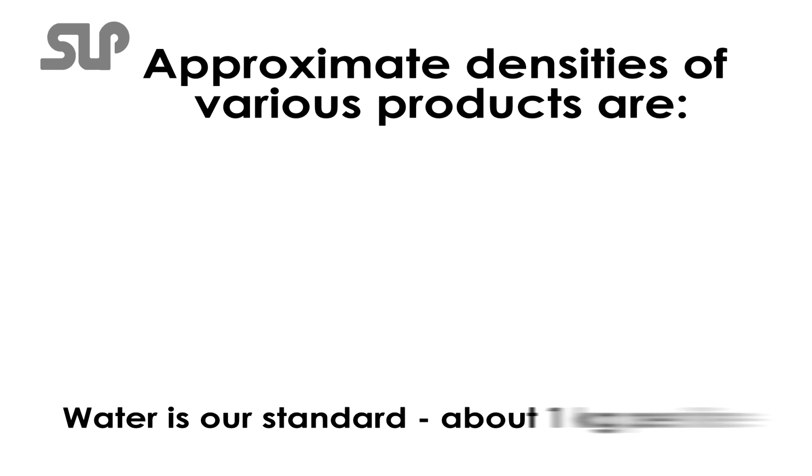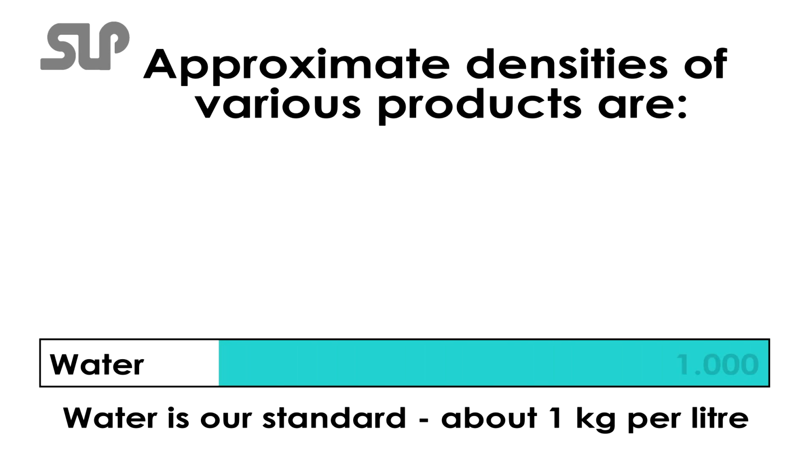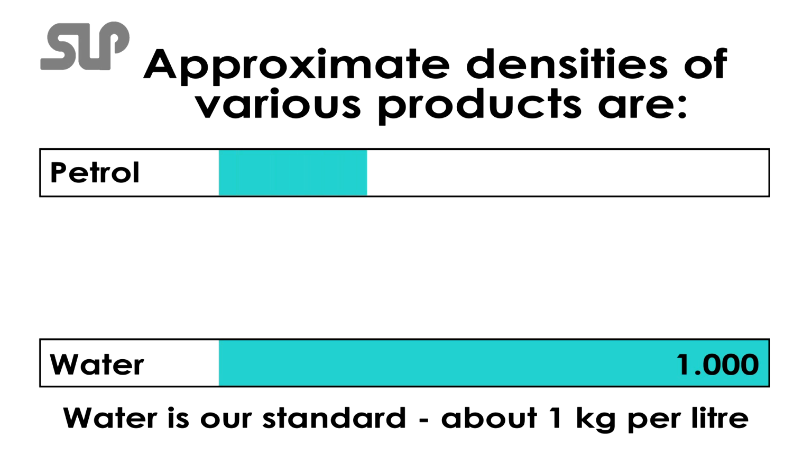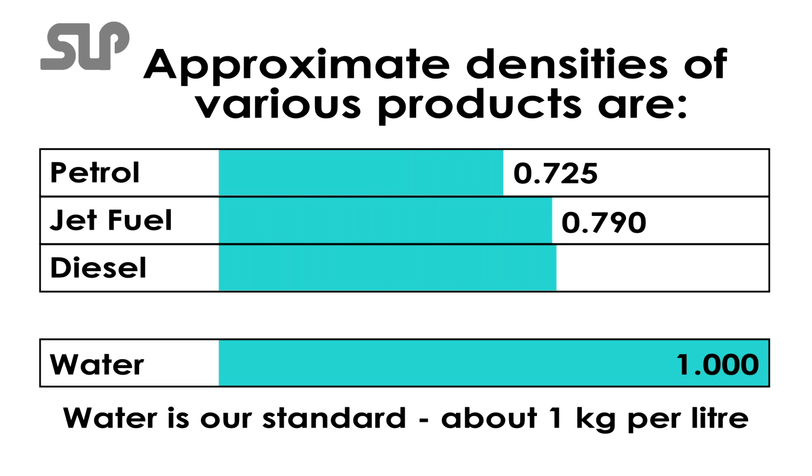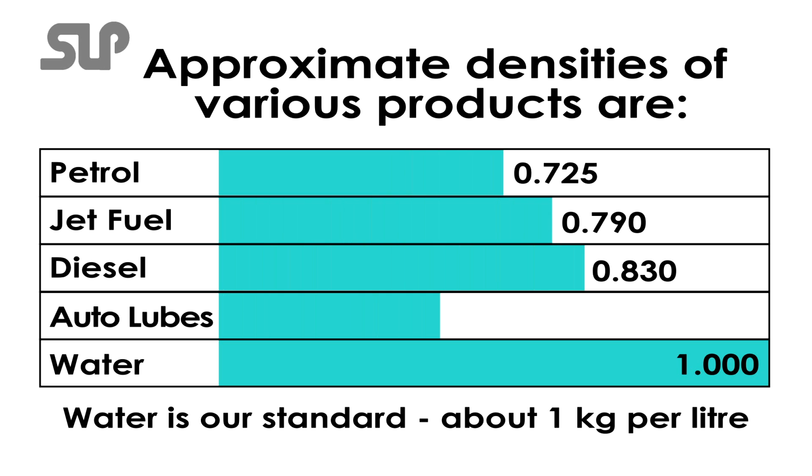For example, 1 litre of water weighs 1 kilogram, so the density of water would be measured as 1.0. Whereas 1 litre of petrol with a density of 0.725 will weigh 0.725 of a kilogram, or in other words, 725 grams.